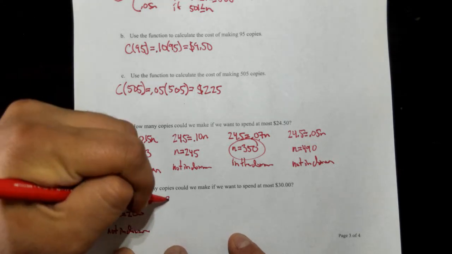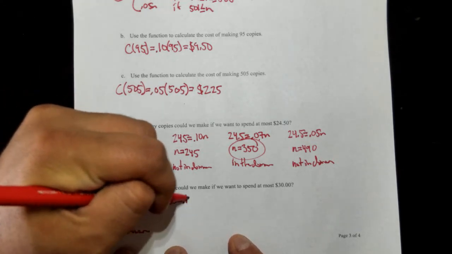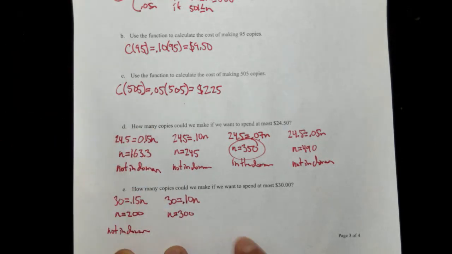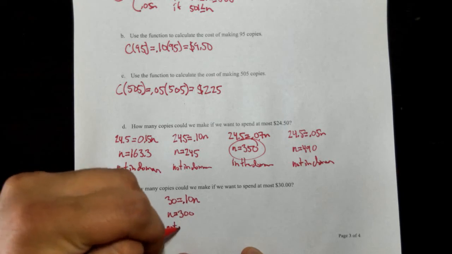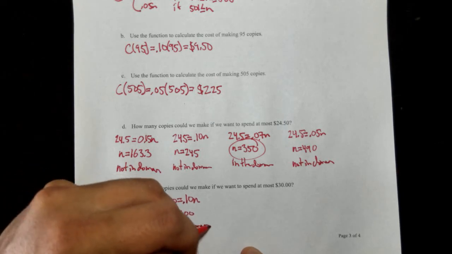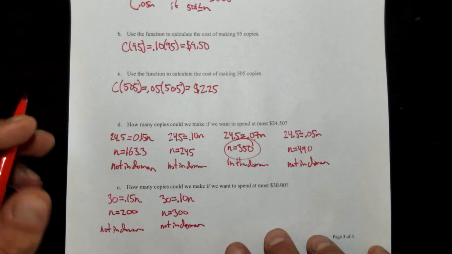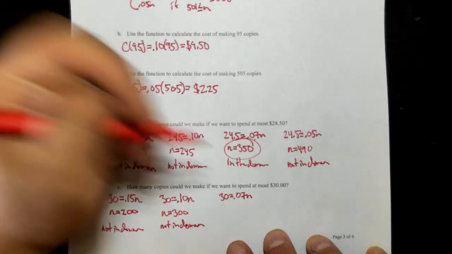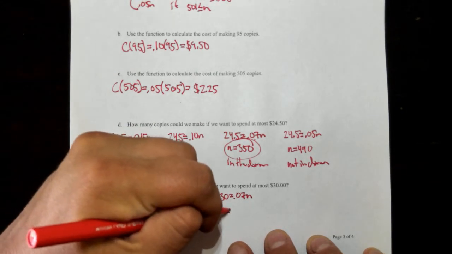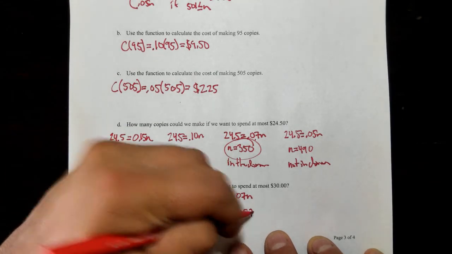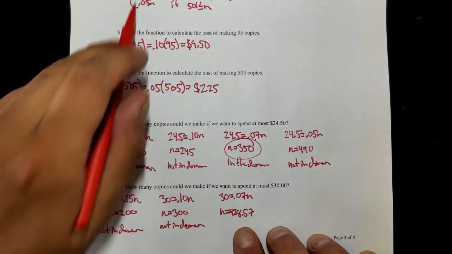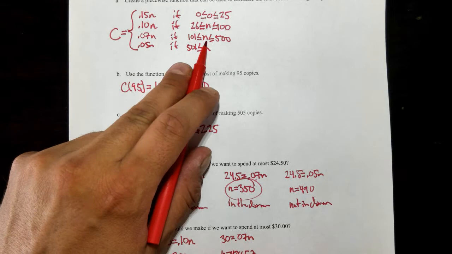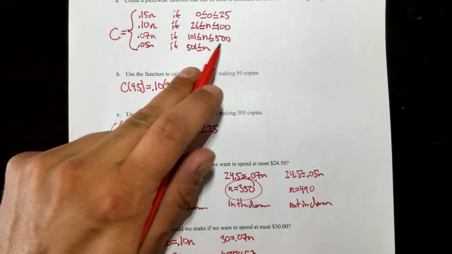We'll do $30 at 10 cents per copy, and we get n equals 300. This again is not in the domain. And then we'll do $30 at 0.07 because we've got to test all of these. And we get n equals 428.57, and that is in the domain of its section, right? For the 7 cents, 428 falls between 101 and 500.